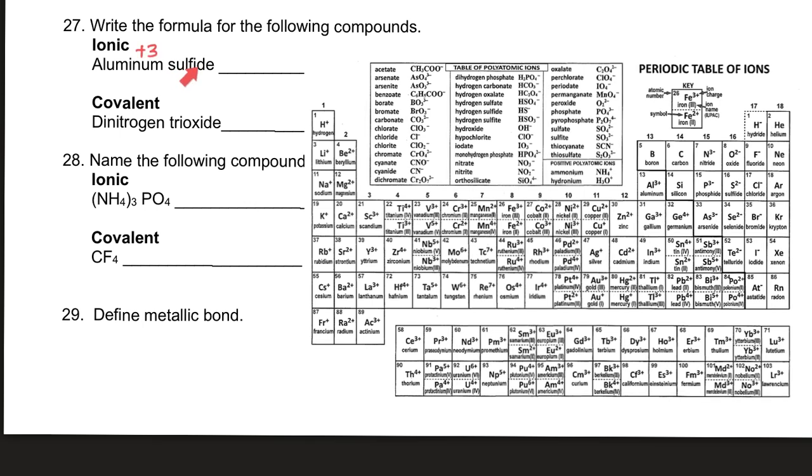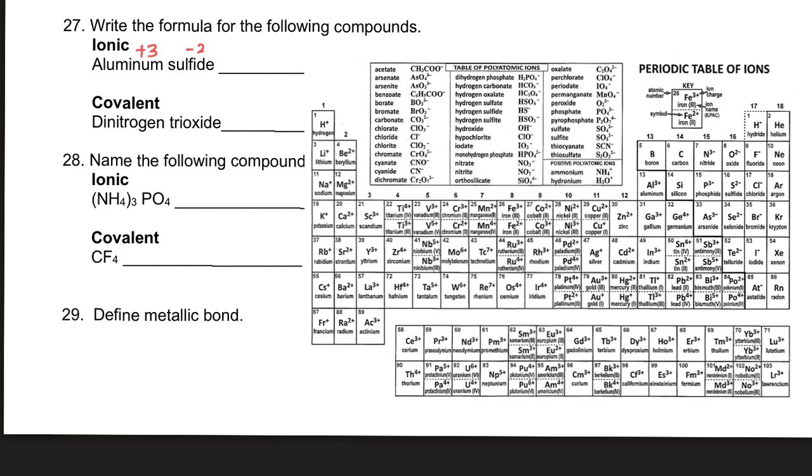Then we're going to look for the sulfide. Notice it's ide. That means it's monatomic. So we're going to go look for the monatomic sulfide. Ide also says it's the negative part. So we're going to look over here in this region of the periodic table. And sulfide's actually right here. It's a -2 charge. So what I'll do is I'll put a -2.